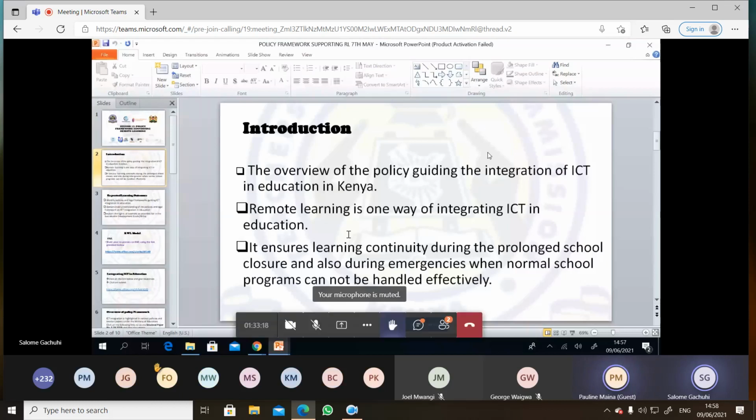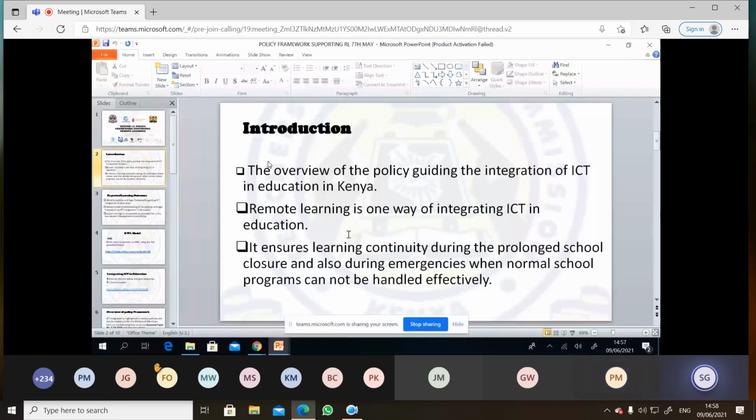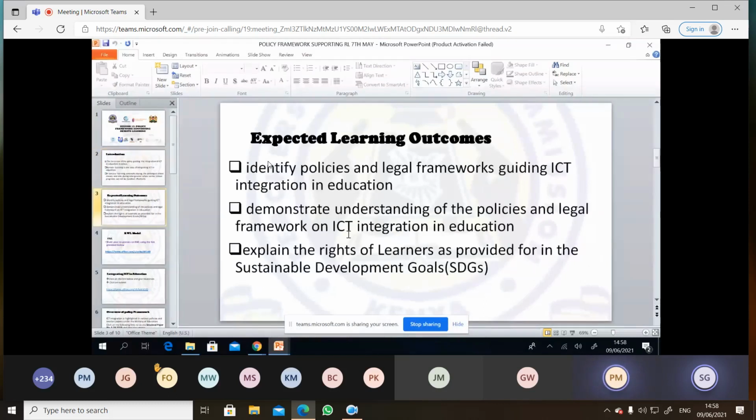So we are also going to look at the expected learning outcomes. We are going to identify policies and legal framework guiding ICT integration in education, and also demonstrate understanding of the policies and framework. We will look at the rights of learners as provided for in the Sustainable Development Goals, the SDGs. So we are going to look at that.